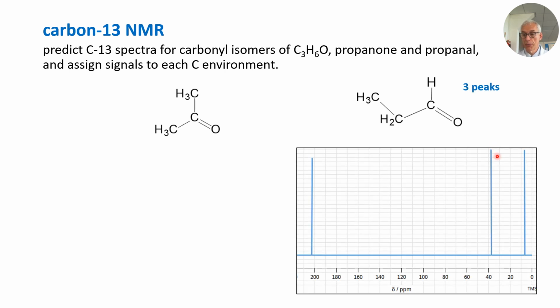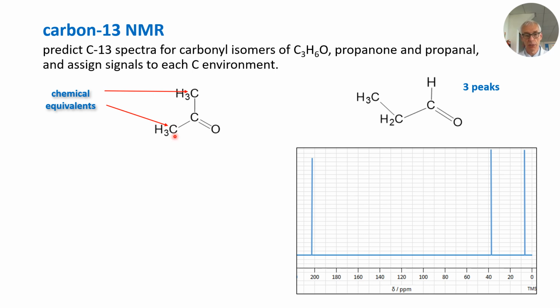So there is propanal. We've got 3 peaks. 1, 2, 3 different carbon environments, 3 peaks. The carbon double bond oxygen is in the region 160 to 220. And we have carbon-carbon bonds, but this carbon is much closer to an electronegative element, so its shift value will be increased.